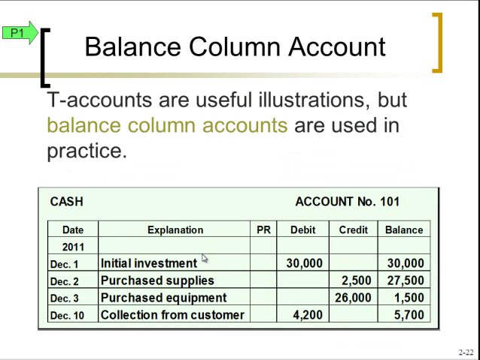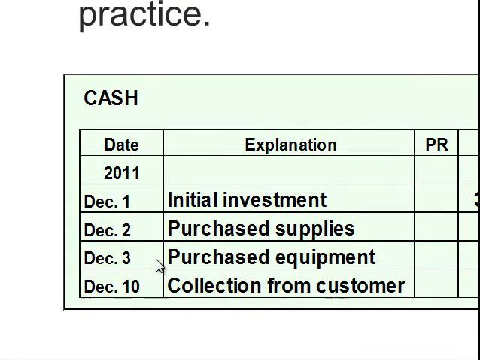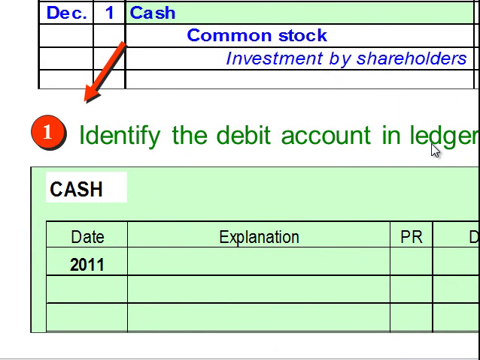So we talked about the T account. It's like a visual representation of the general ledger. In reality, we want more detail than that. We just don't want to see debits and credits. We want to see the date. We want to see maybe an explanation. We do, of course, want to see the debit or credit to that account, and we want a running total. Now, there's a PR here, which we'll talk about.